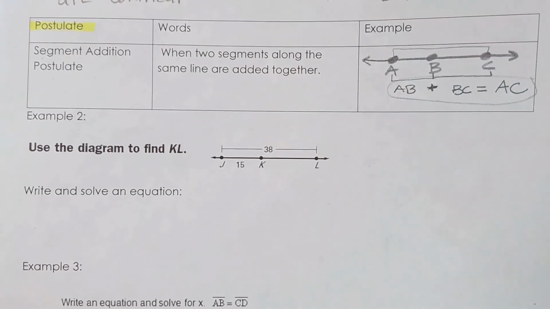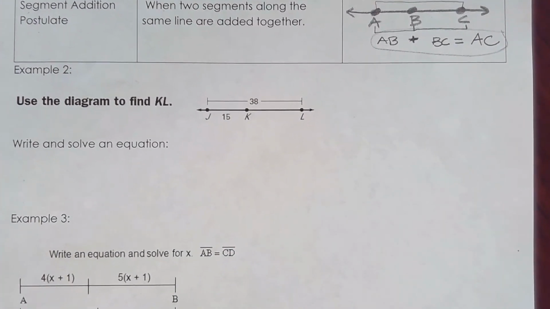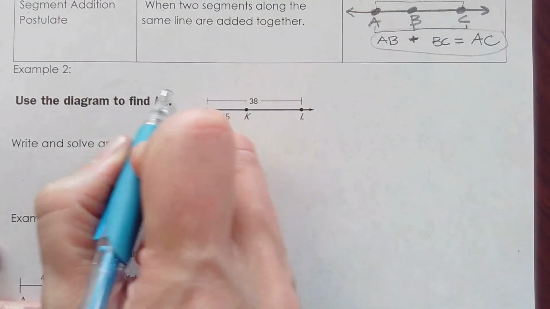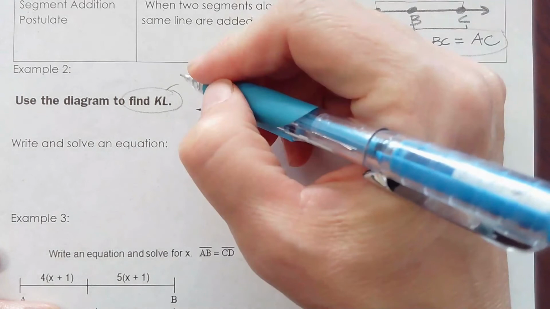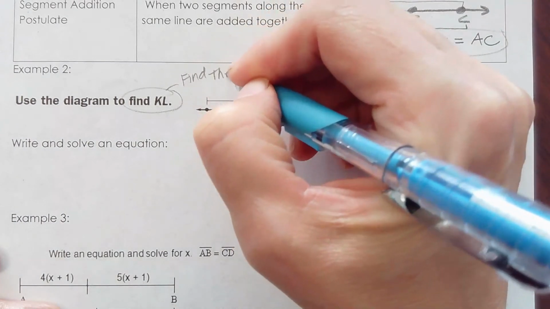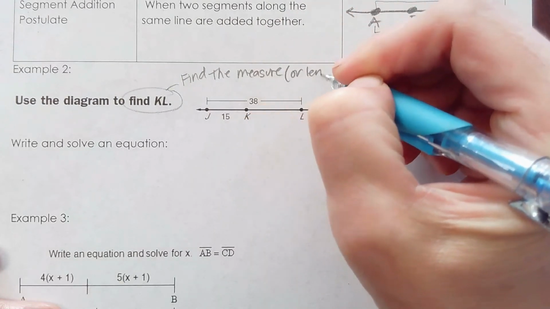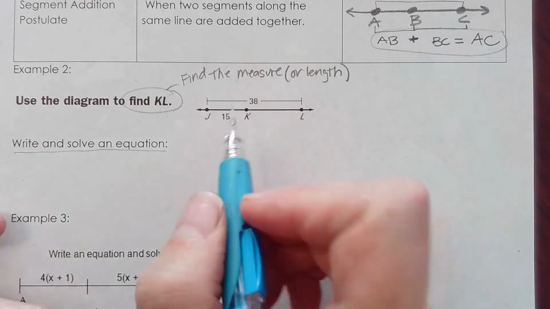Okay, so example 2 says, use the diagram to find KL. All right, so first thing about this is that to find KL, we look over here and we're like, it's right there. This is meaning for you to find the measure or length of KL. So we're looking for an actual number for the answer. And we are going to do this, even though I know a lot of you are like, I know I just have to do 38 minus 15 and I'm going to get the answer. We're going to use the segment addition postulate.